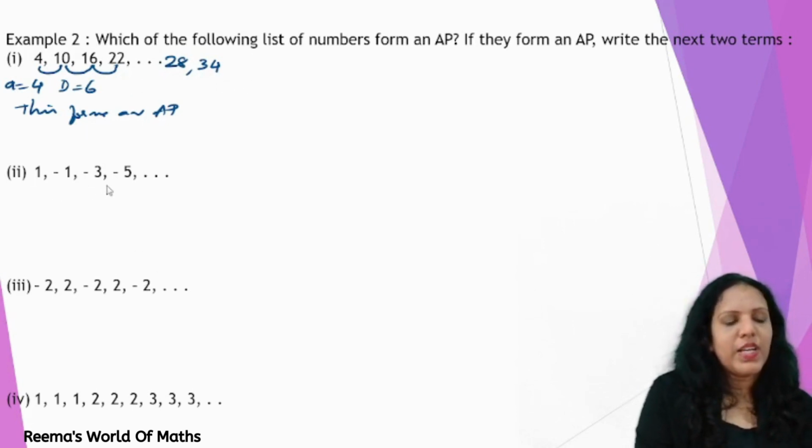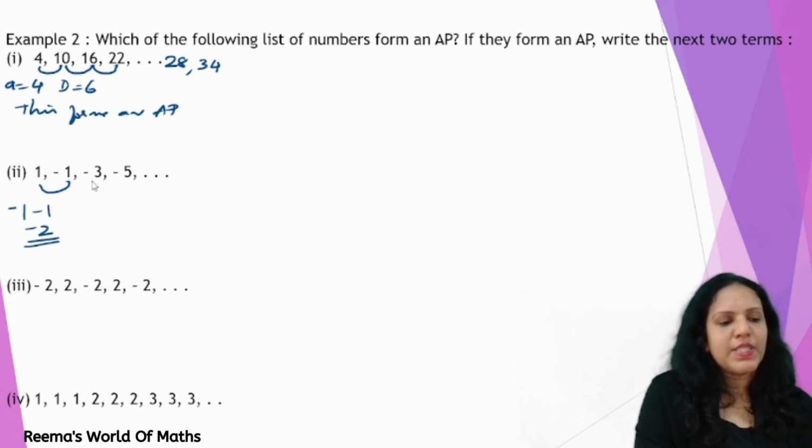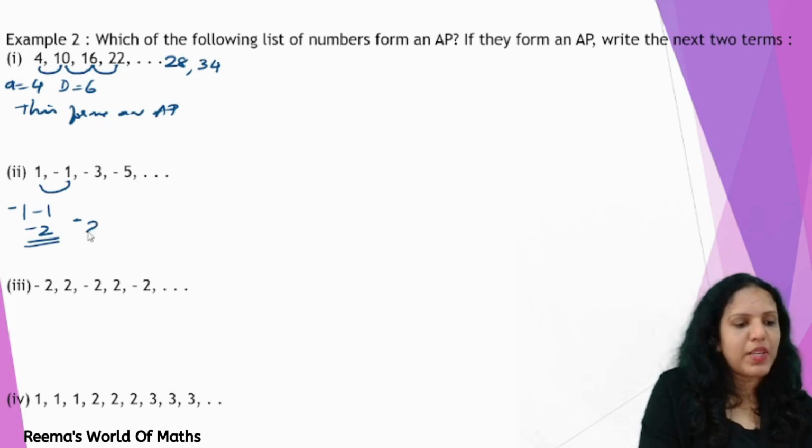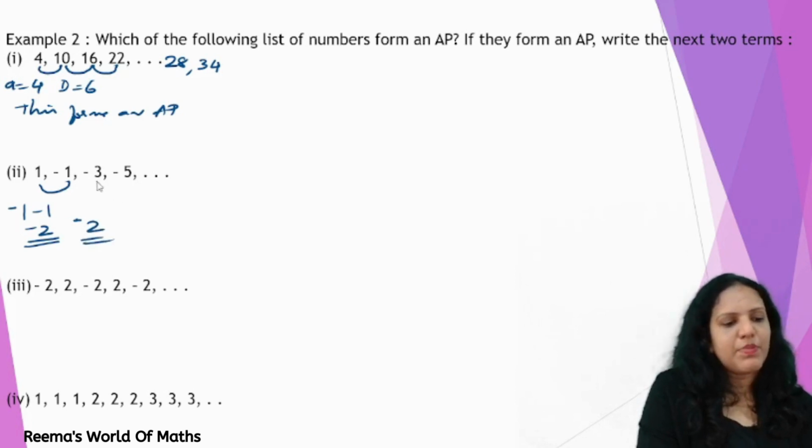1, minus 1, minus 3 and minus 5. The difference between the first two terms: minus 1 minus 1 will give you minus 2. Let's see the difference between the second term and third term. Minus 3 minus minus 1 will give you minus 2. And the difference between the third term and fourth term is also minus 2.